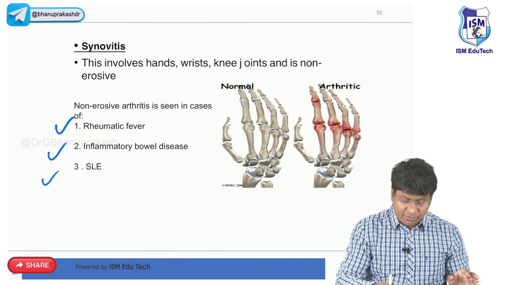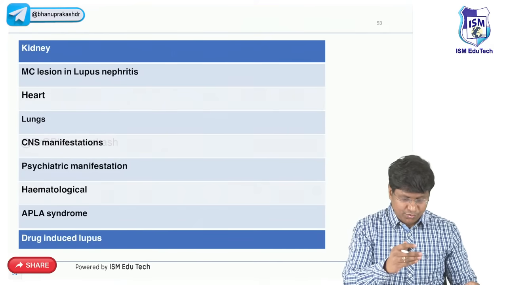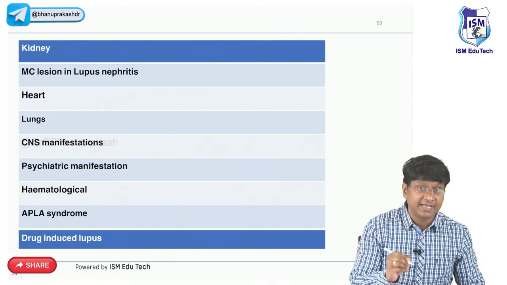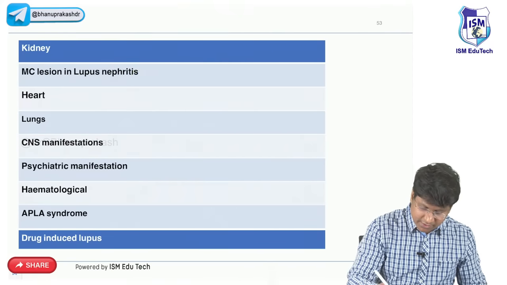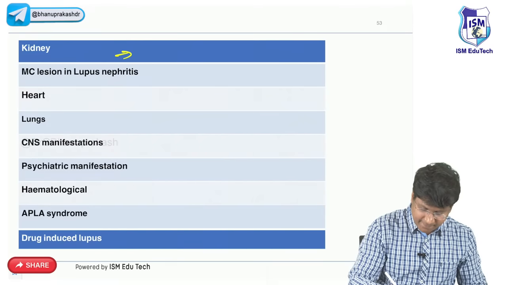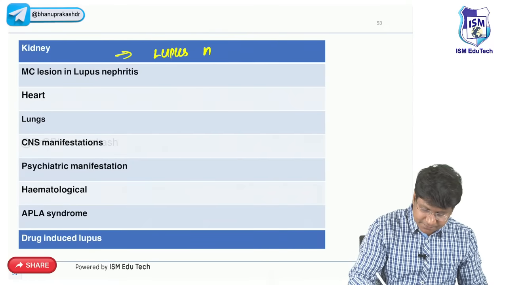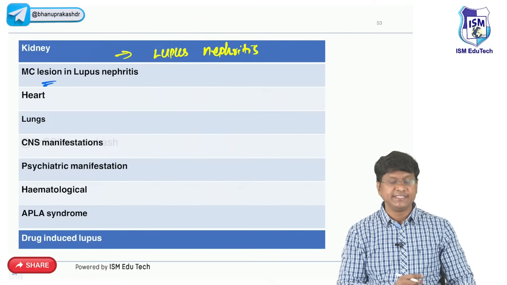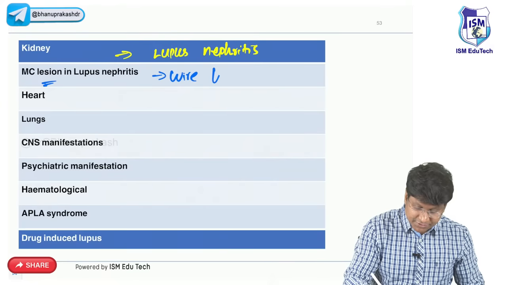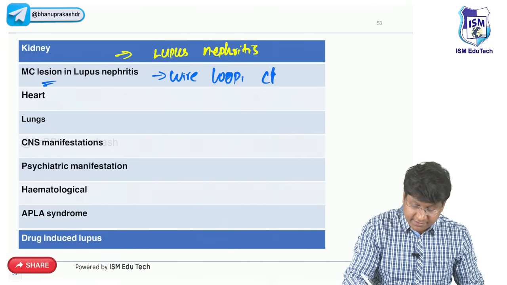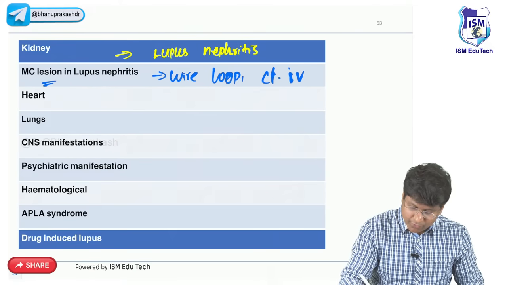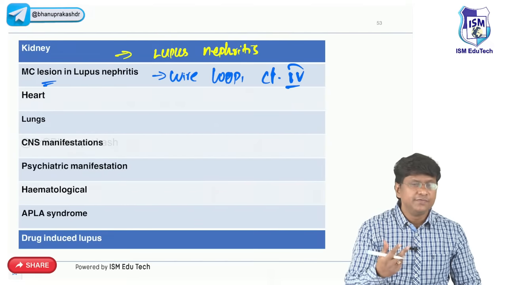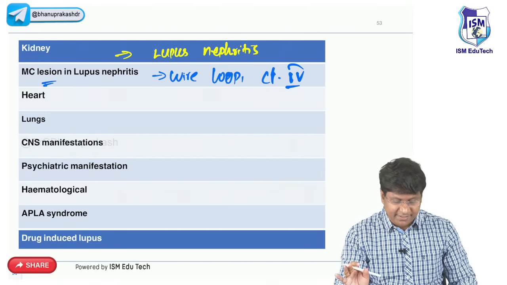Now let me take up the discussion of all the organs which are affected in SLE, right? So there is involvement of the kidney, right? This particular kidney involvement, if the question is asked, we call it lupus nephritis. Now the point is, the most common lesion in lupus nephritis will be the wire loop lesion. These wire loop lesions are very commonly seen in class 4 of lupus nephritis. There are totally 6 classes. In class 4, which is also called diffuse lupus nephritis, you get these particular wire loop lesions.